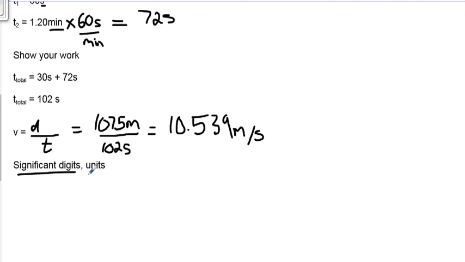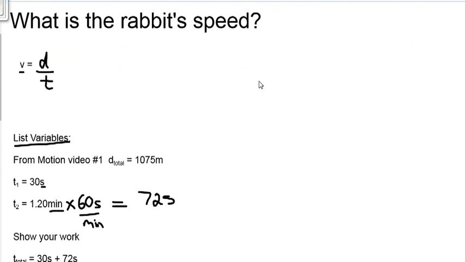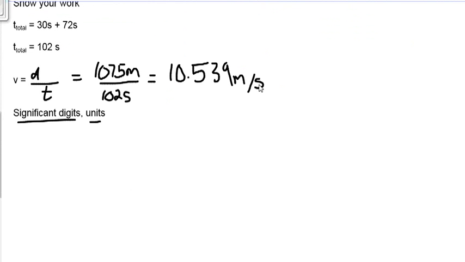We need to worry about significant digits and units in our answer. When we take a look at the original question and the numbers that we used, both of our distances have 3 digits, but the time value that we have for 30 seconds has 2 digits. When we do significant digits, our answer has to be to the least number of significant digits in the question, or in the numbers that we used.